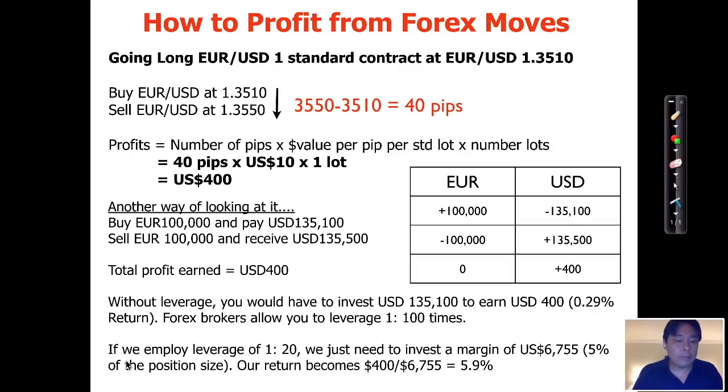If you employ a leverage of 1:20, we just need to invest a margin. Margin means deposit, of 6,755, or rather 5% of the position size. So our return in this case becomes $400 profit over 6,755, which is the deposit you need to buy 135,000 dollars, and that's a 5.9% return per trade, which is a lot better.